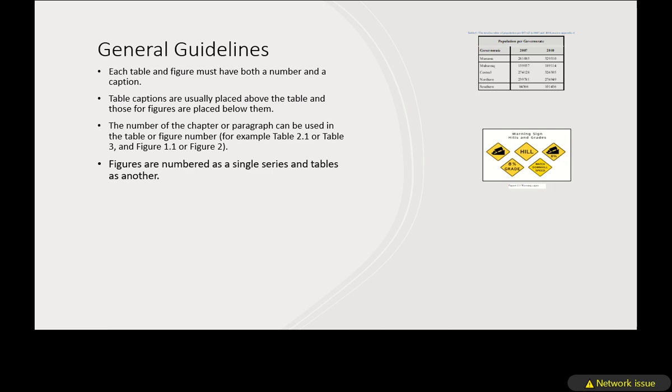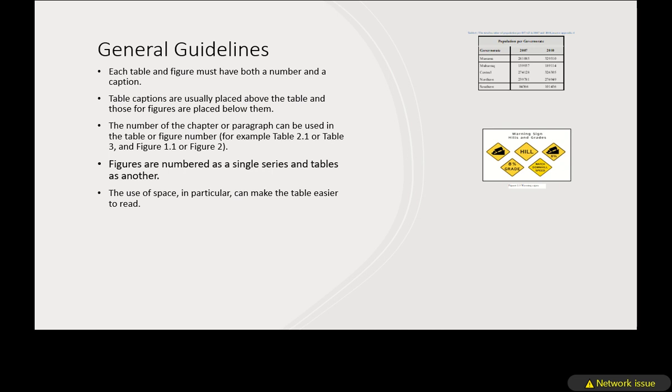If you are using this style, then again in each chapter you will restart the numbering for tables and figures separately. So table 2.1 and then we will have figure 2.1 as well. Got it? Clear? Okay.